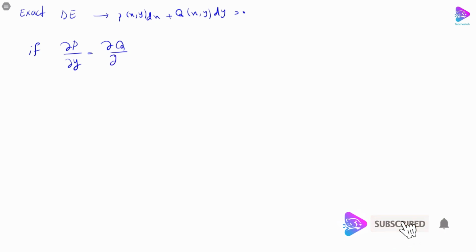Imagine we have this differential equation, P(x, y) dx plus Q(x, y) dy equal to 0. If dP over dy is equal to dQ over dx, we call this equation exact.